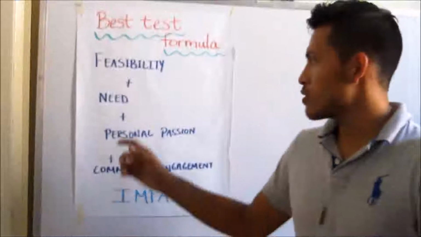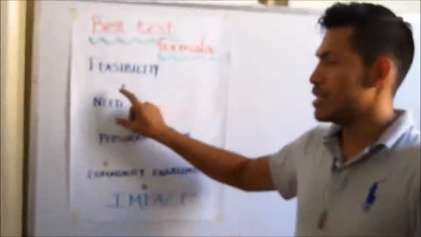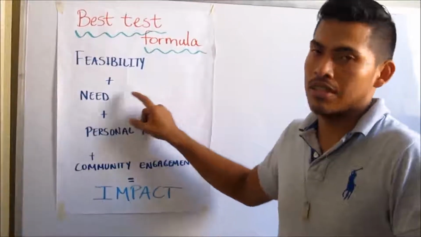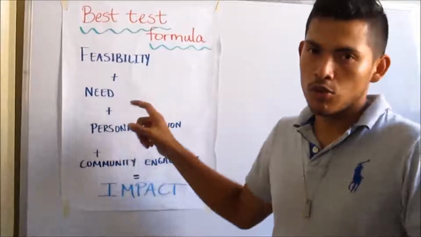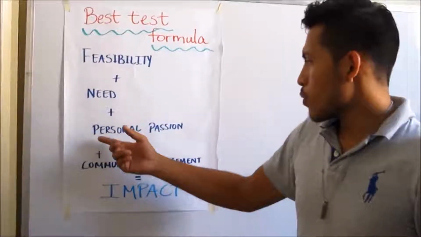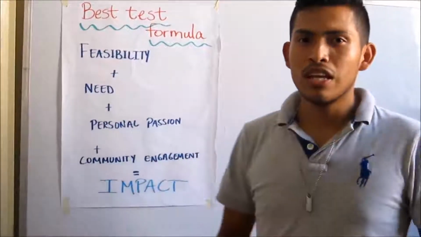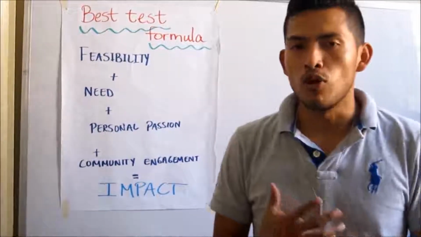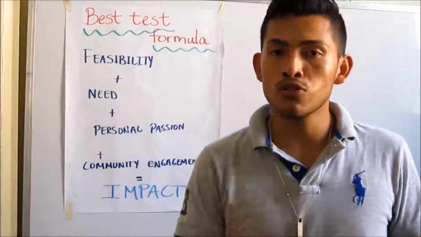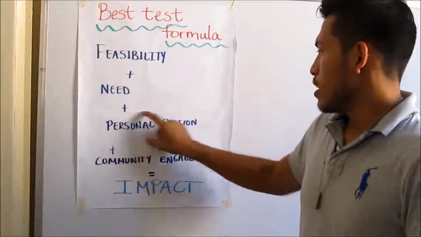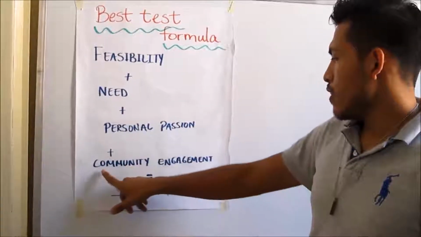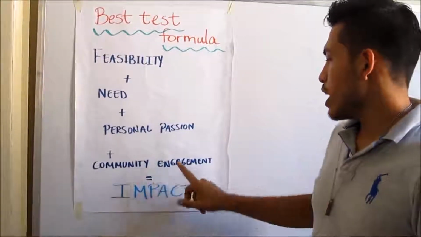So we want to provide them something that they really need. It's a need for the organization, it's a need for the community, but it's a need for the group that we're working with. The other part is personal passion. Are we really excited about this? Do we have the personal passion to push and go through it and finish it? And then the other one is community engagement.